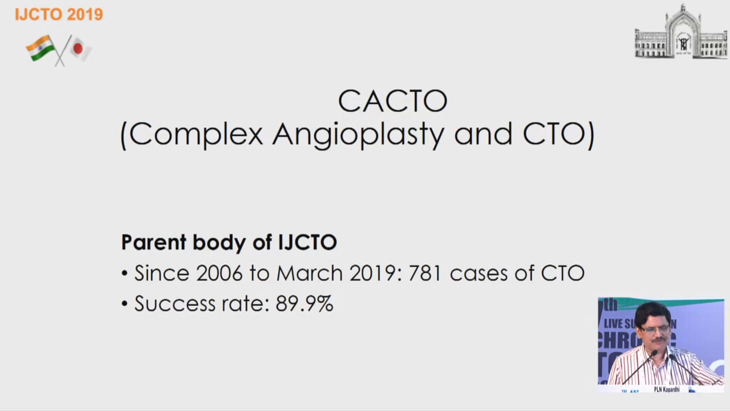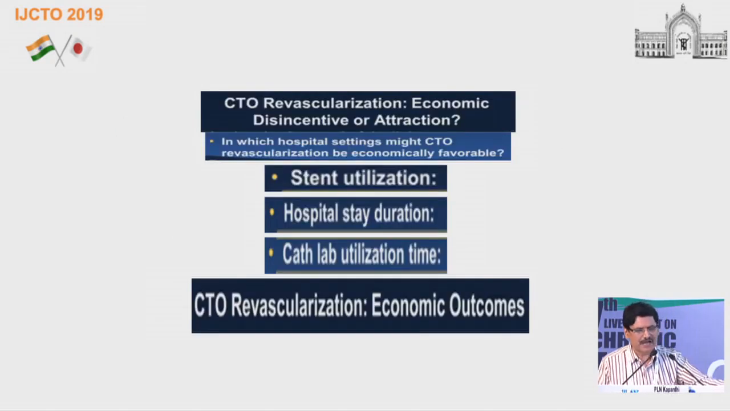And as a CACTO we started and ultimately evolved into IJCTO, and since 2006 till March 2000 we have performed almost 781 cases of CTOs with a success rate of 89.9%. And apart from these, administrative factors also play a significant role, especially economically, with a disincentive or attractive. In which hospital stay might CTO reduction be economically favorable, you have to use. Especially, most important, we have to discuss with the administrator regarding the CTO packages. Apart from the routine package, any extra package for the material, we have to sit and discuss. And regarding stent utilization, of course in India it has now come down, and hospital stay duration should be calculated in the package.